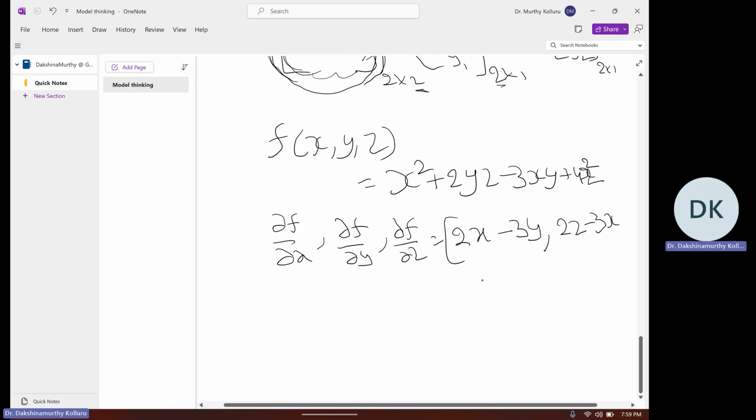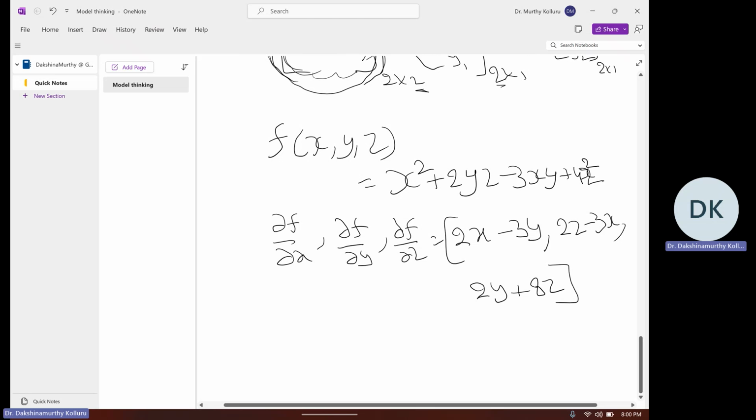And there's nothing here. Dou f by dou z is 2y plus 8z, right? So this is our gradient. Now I need to solve it.